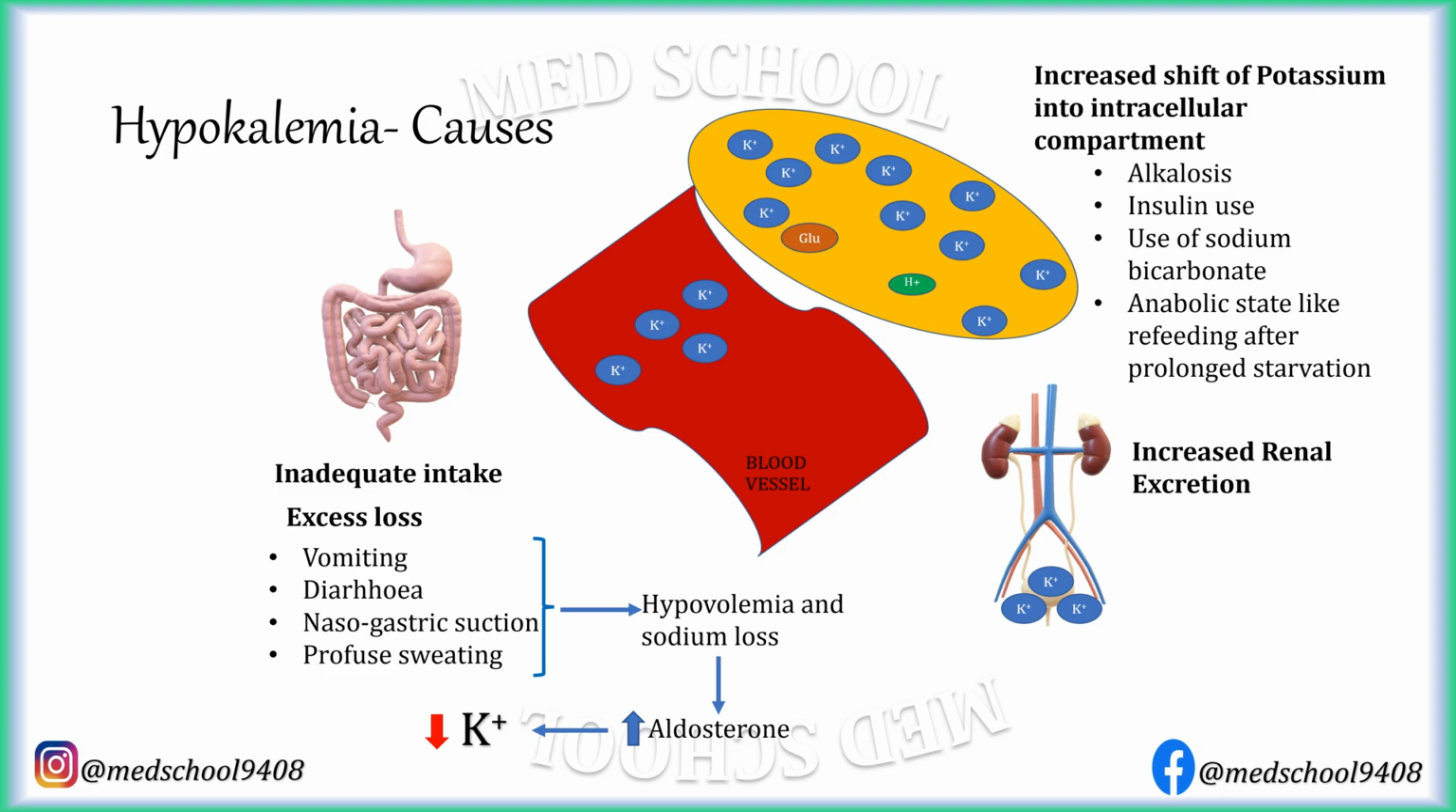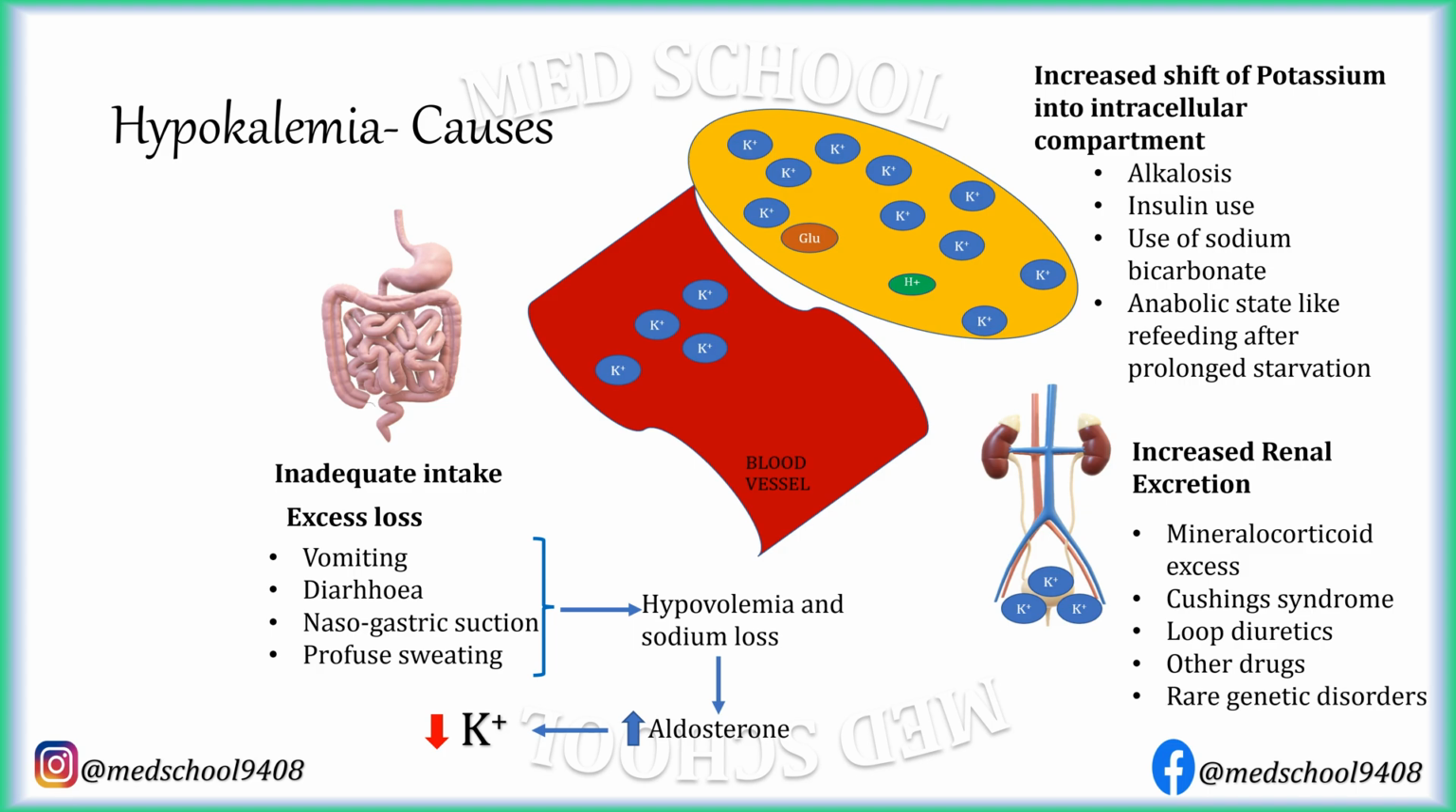Hypokalemia can also occur due to increased renal excretion, as in mineralocorticoid excess, Cushing syndrome, use of loop diuretics, and other drugs like amphotericin B, gentamicin, cisplatin, etc. Or in rare genetic disorder like Bartter syndrome, Gitelman syndrome, Liddle syndrome, etc.